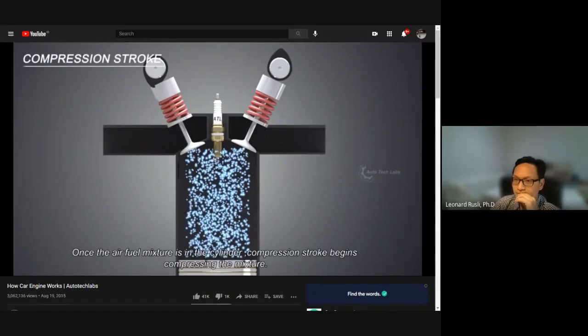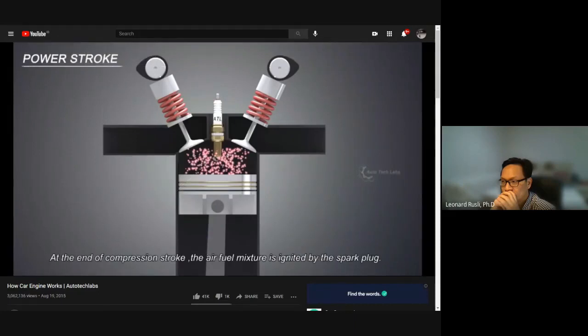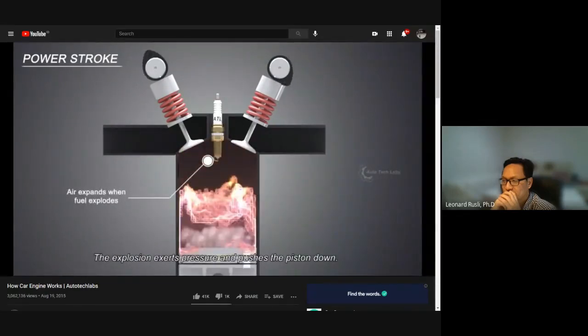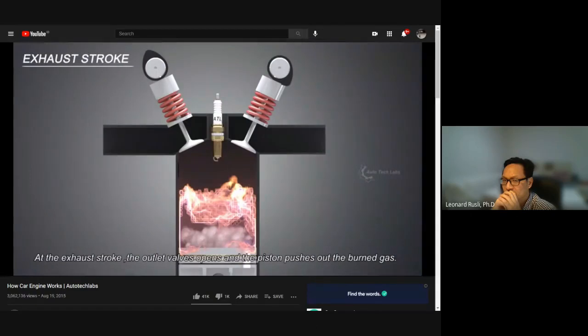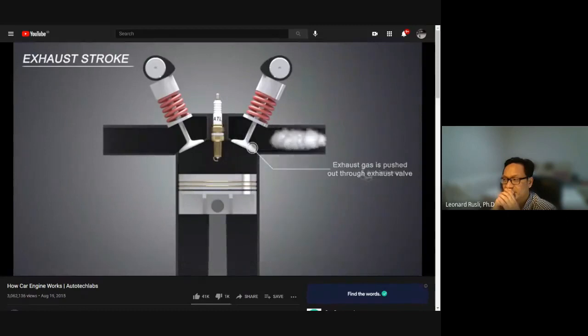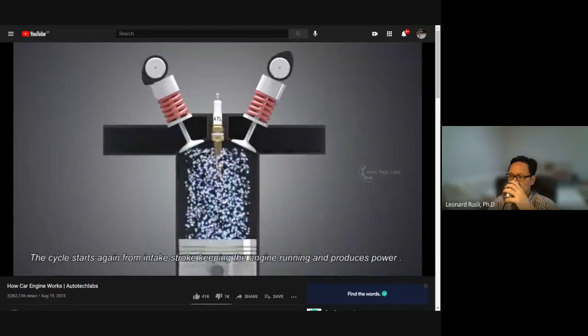Once the air-fuel mixture is in the cylinder, the compression stroke begins, compressing the mixture. At this time both inlet and outlet valves stay closed. At the end of the compression stroke, the air-fuel mixture is ignited by the spark plug. The explosion exerts pressure and pushes the piston down. This is the power stroke which produces power to the crank. At the exhaust stroke, the outlet valve opens and the piston pushes out the burned gas. The cycle starts again from the intake stroke, keeping the engine running and producing power.